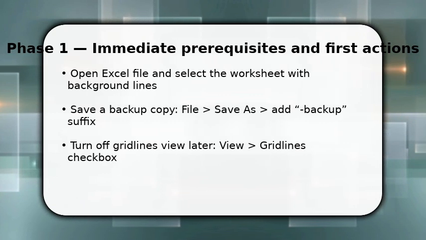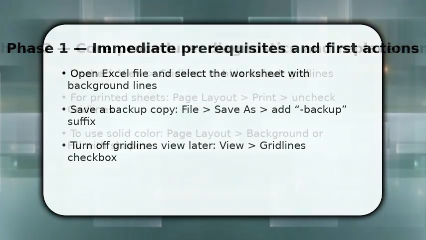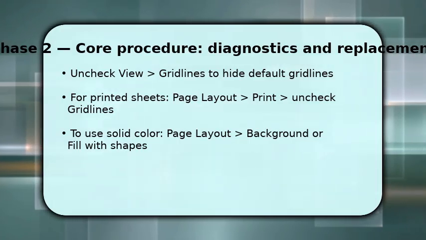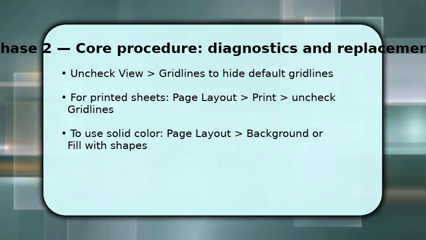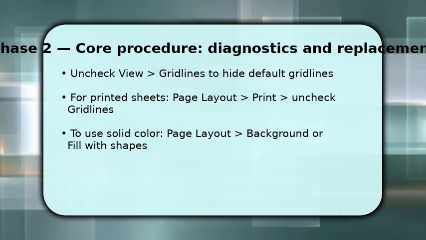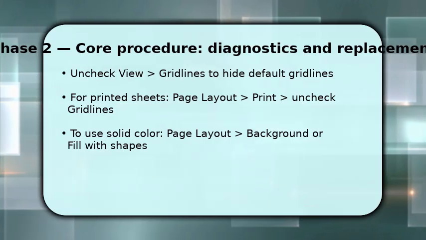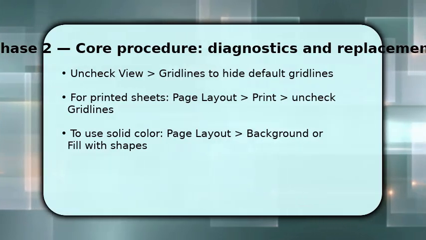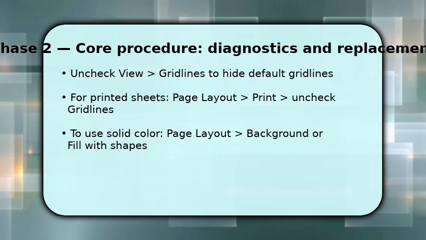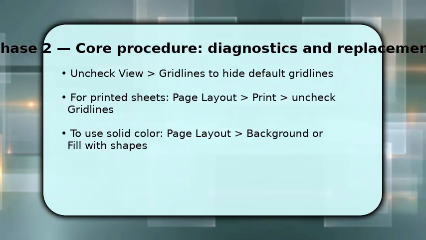You uncheck View Grid Lines to hide the on-screen lines. This is immediate and reversible, and it doesn't affect print until you adjust print settings. For printable results, go to Page Layout and uncheck Print under Grid Lines so they won't appear on paper or PDF. If you need a uniform background instead, insert a filled rectangle or use Page Layout background, then remove grid lines so your visual is clean and consistent.